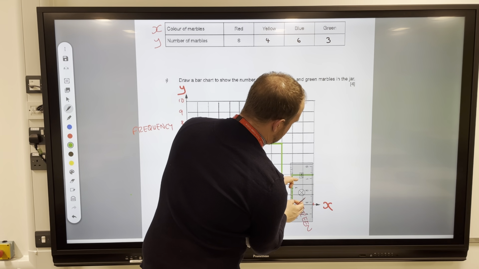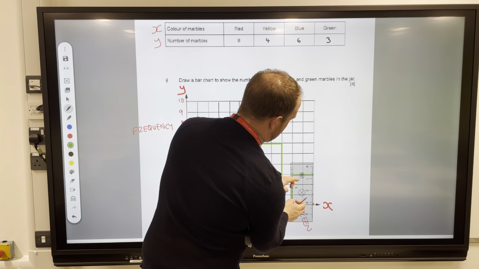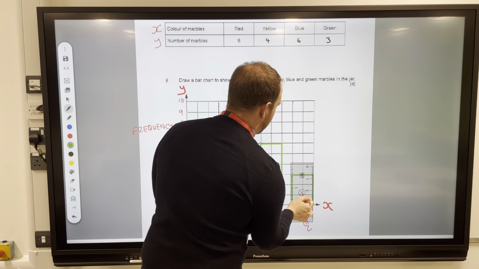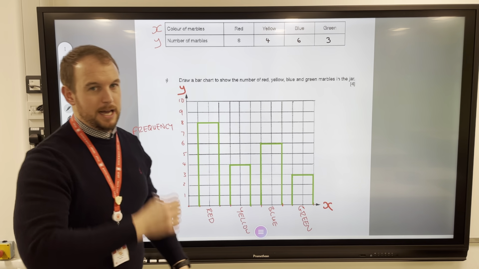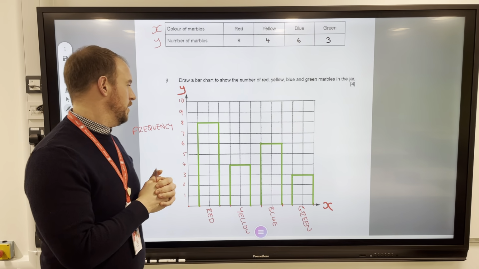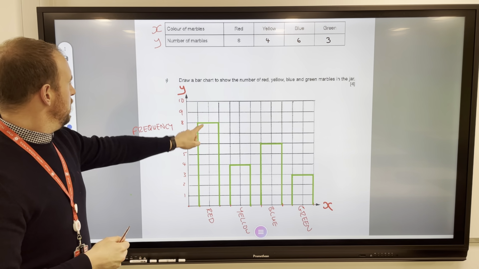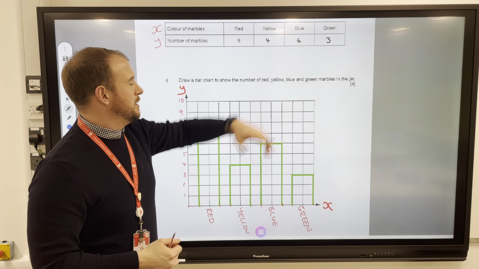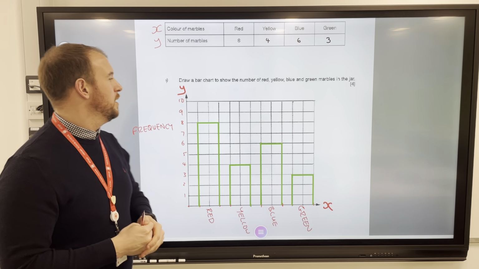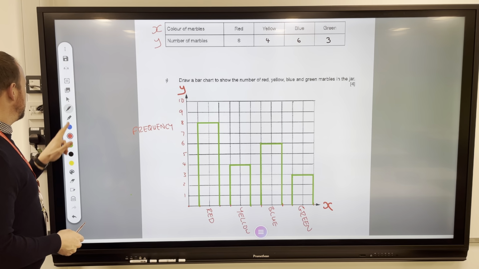It would be ideal if you could do this in pencil, because if you make a mistake, then you can easily rub it out. I see it far too often. People make mistakes in pen, they scribble it out, and then they haven't got any room left on their grid. So each bar, you can see, clearly represents the numbers there. However, I haven't quite finished because we need to check it.